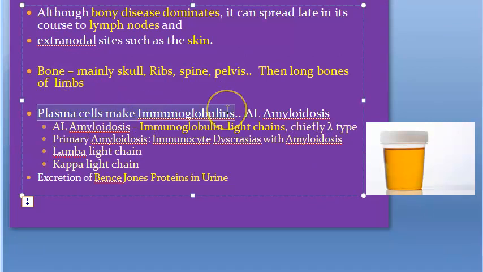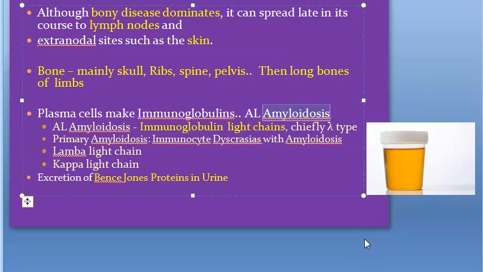Okay. Now moving on, what happens? The plasma cells, they make immunoglobulins, right? What is the job of plasma cells? That is the B lymphocytes, which became plasma cells. Their job is to make immunoglobulins. Now there are so many plasma cells, right? So many immunoglobulins will be made and that will lead to a lot of light chain proteins, that is amyloid light chain proteins will be formed. So there will be amyloidosis.